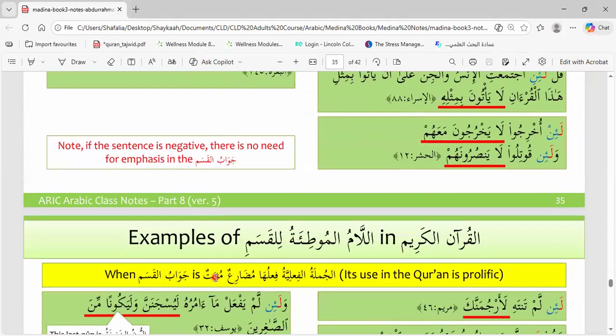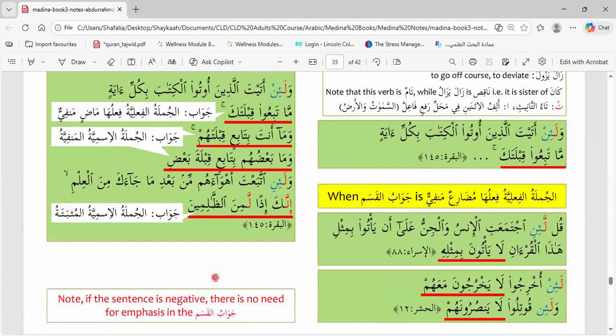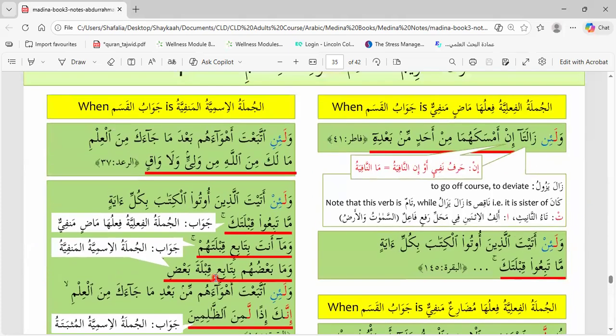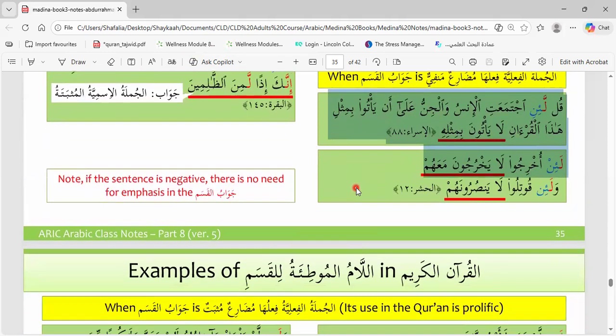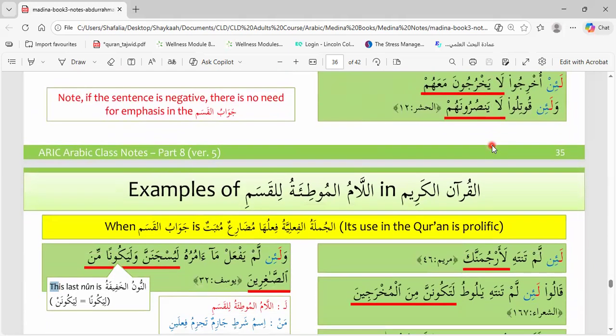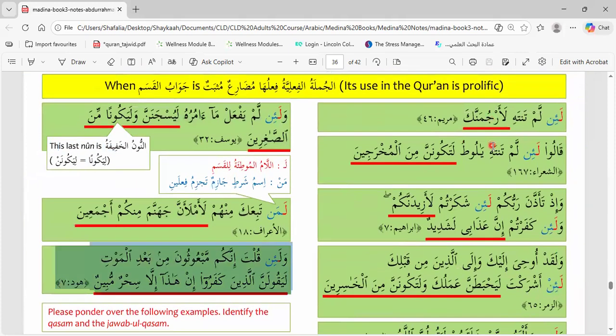Note, if the sentence is negative, there's no need for emphasis in the jawab al-qasam. So that's why you don't need to have an emphasis on the jawab, the answer, because you already have the la present in these examples. Or here you have ma. So you'll have one of the negations, and here you have the example of la. Here is qasam and here is the negation. We have some more examples that you could go through and study, inshallah.